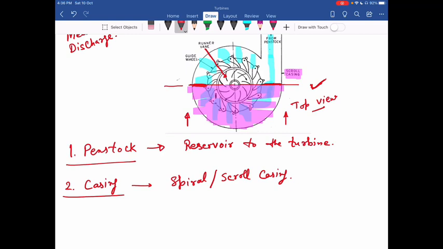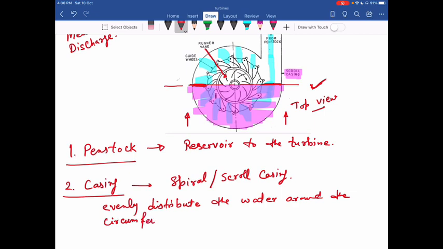Okay, so this casing is around the turbine runner, and it evenly distributes the water around the circumference of the runner.